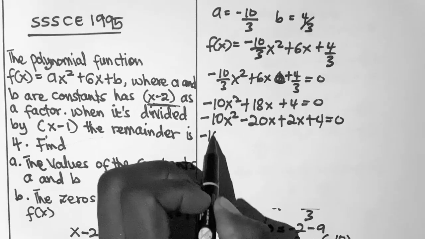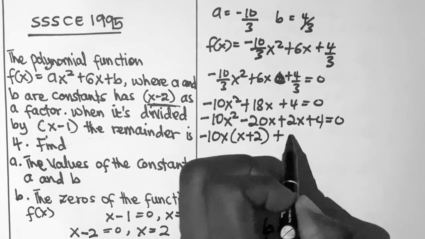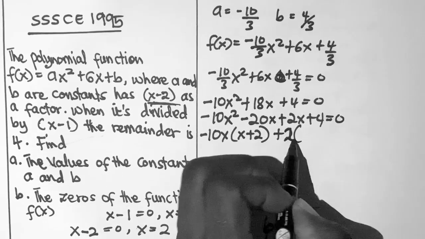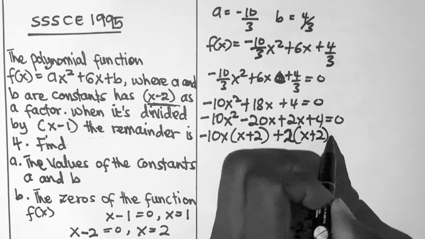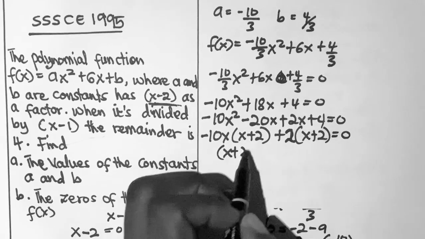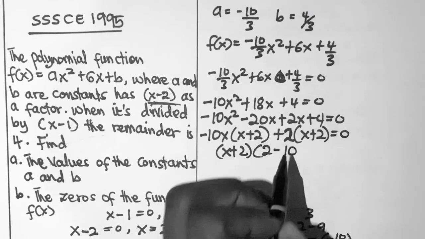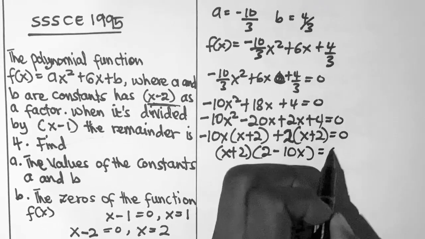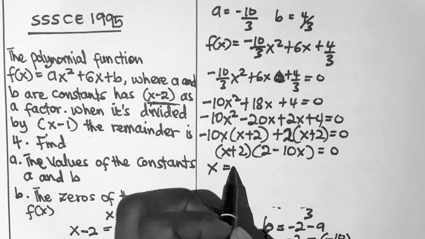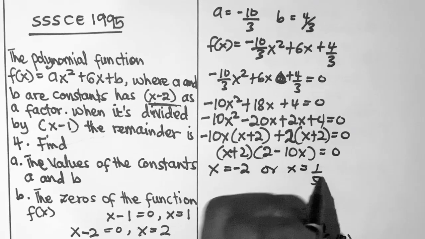So let's factorize minus 10x from here. We are left with x plus 2. Then plus, let's factorize 1. We are left with, let's factorize 2. We are left with x plus 2 equals 0. So in one bracket, we have x plus 2. Then in another bracket, we have 2 minus 10x equals 0. So the values of x are x equals minus 2 or x equals 1 over 5.